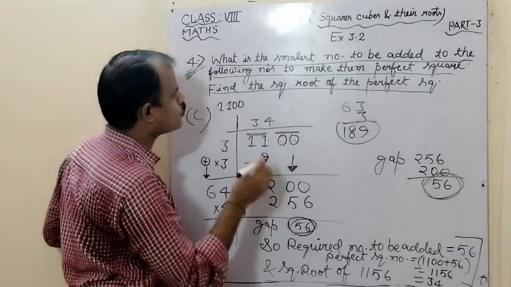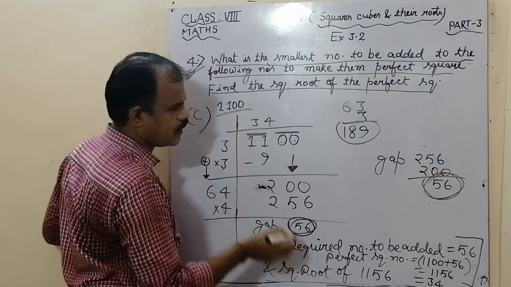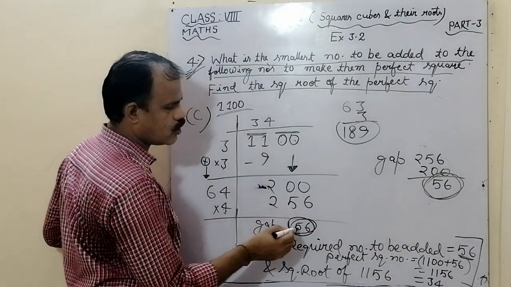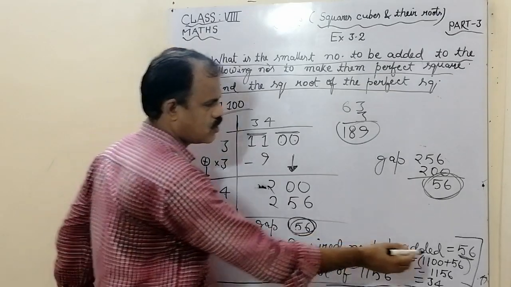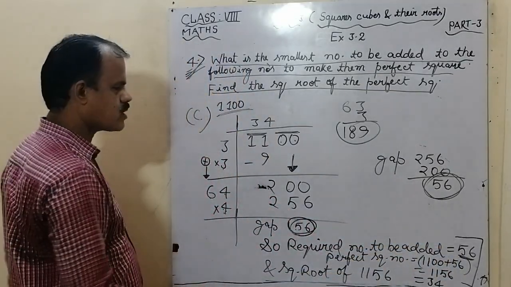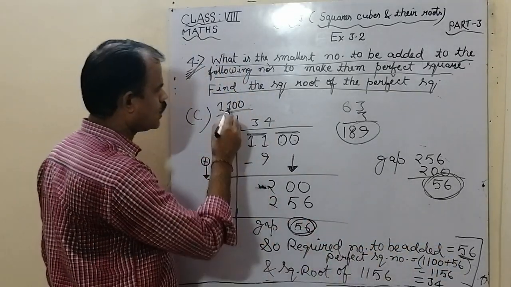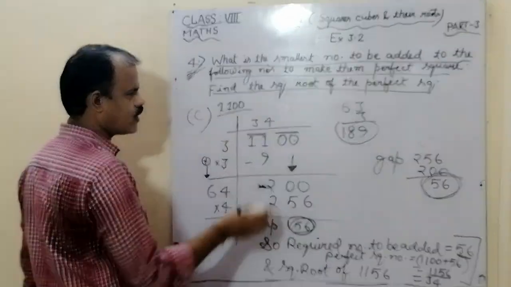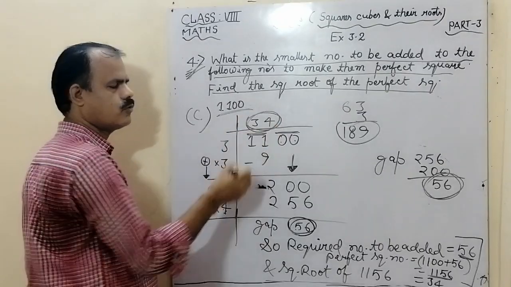So the required number to be added to this number is 56, because the gap is 56. The perfect square number is 1100 plus 56, which is 1156, and the square root is 34.